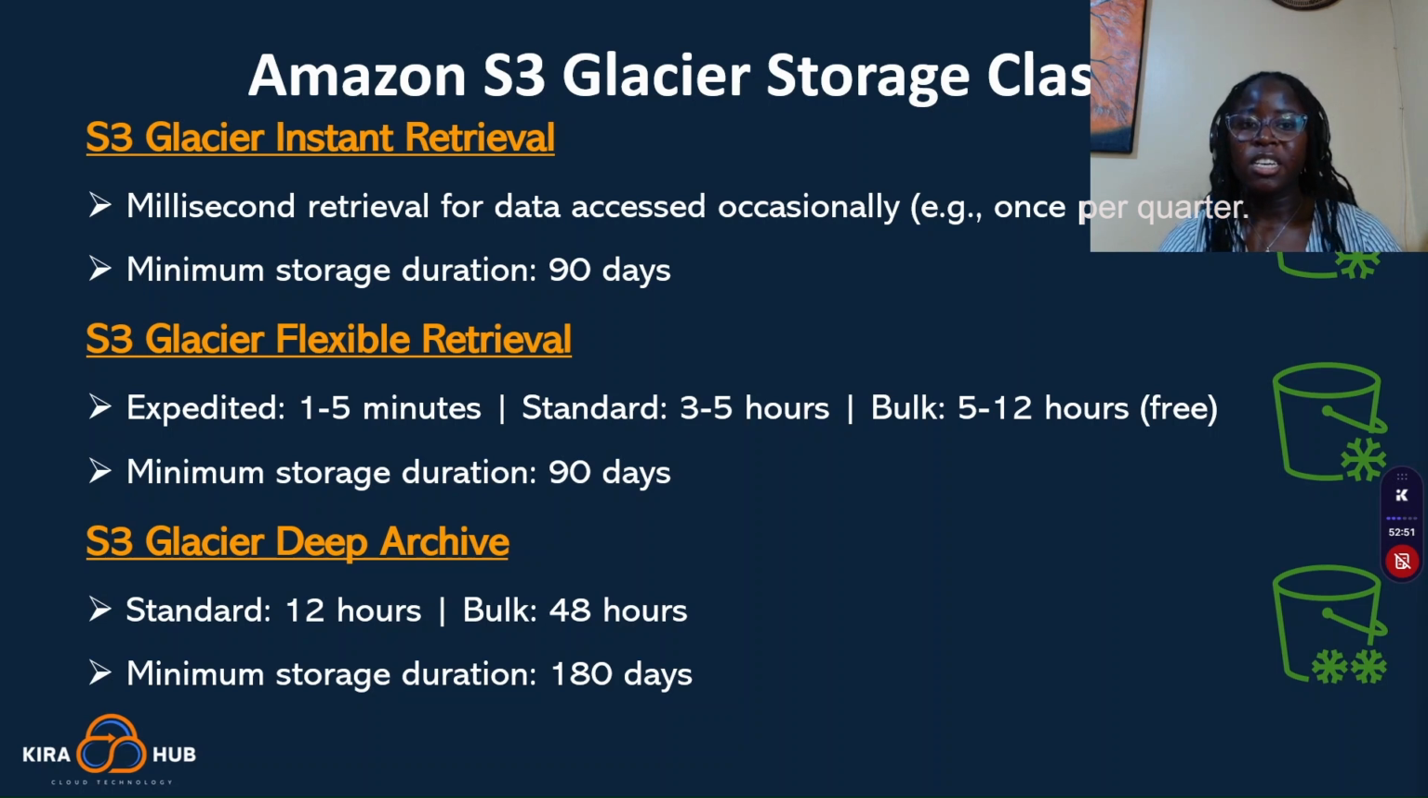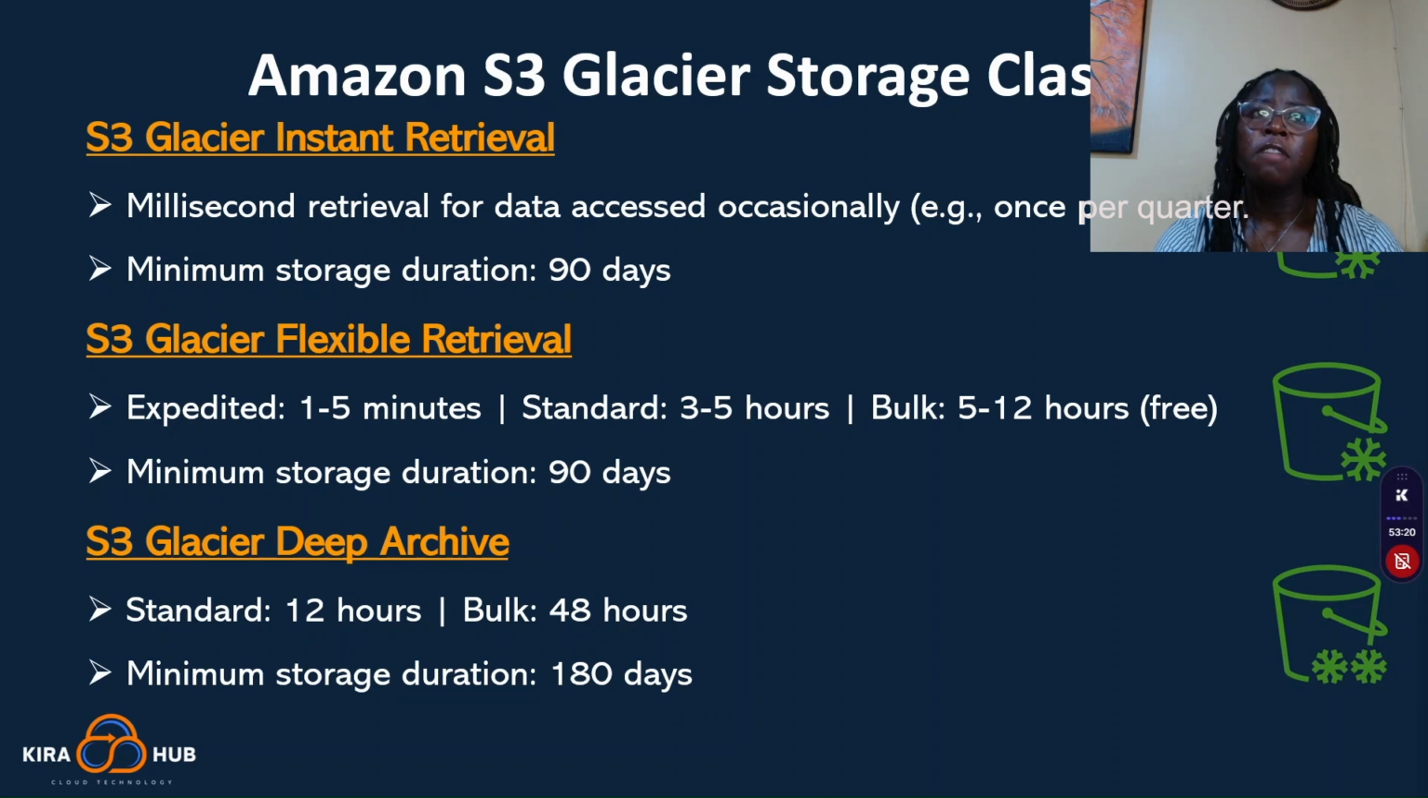Now, Glacier storage classes. We have the Glacier Instant Retrieval, perfect for archiving data that might be needed occasionally, maybe once a quarter or something. Retrieval happens in milliseconds, so it's ideal for when you need quick access to data after a very long time. It has a 90-day minimum storage duration, meaning you'll be billed for at least 90 days of storage, even if you retrieve data sooner.